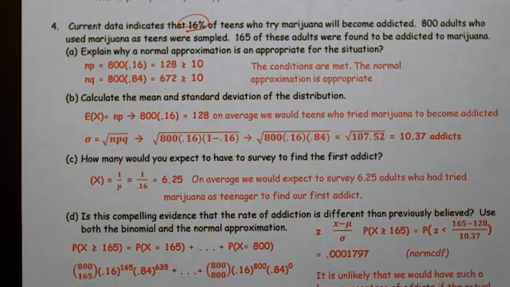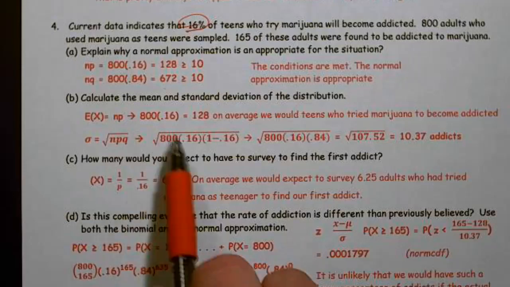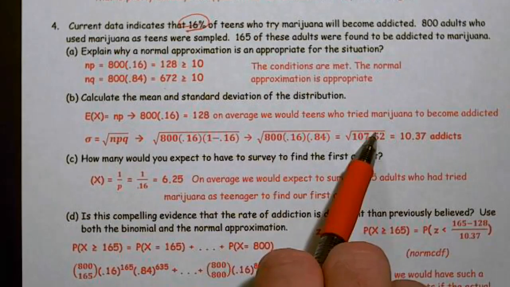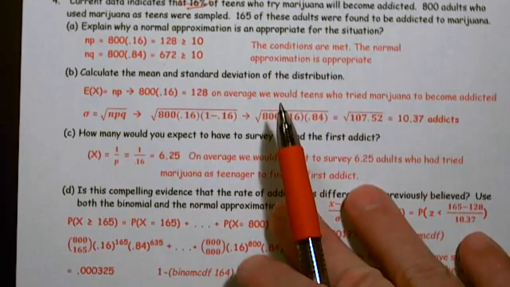So calculate the mean and standard deviation of the distribution. Well, the mean is np. All right, npq is this. I'm not going to spend a whole lot of time.